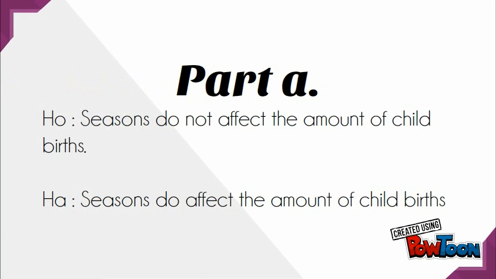First off, here in part A, we are to outline our null and alternative hypotheses. So our null is that the seasons do not affect the amount of children being born, and our alternative is that the seasons do affect the amount of children being born.